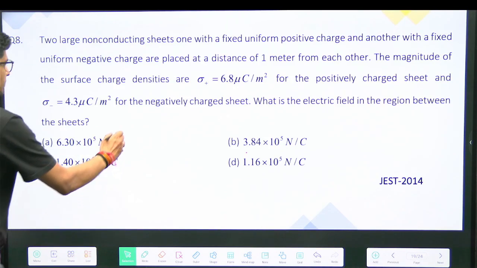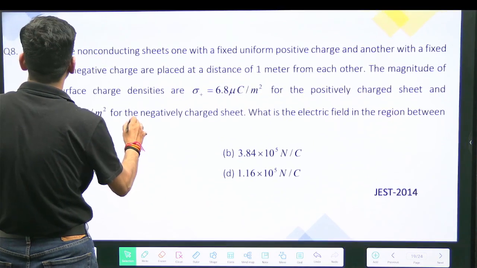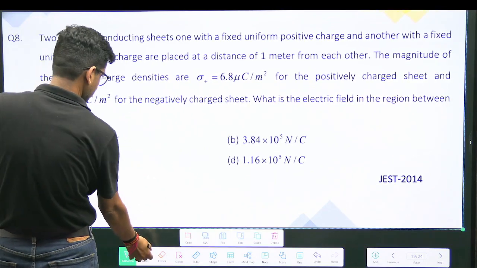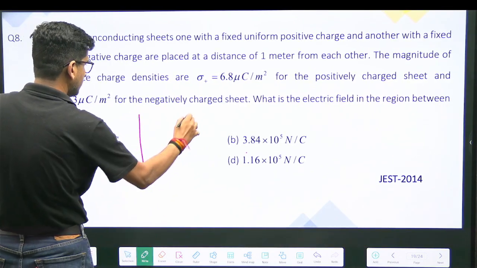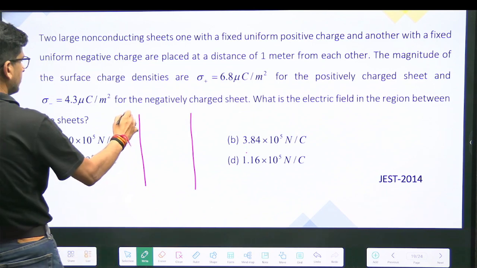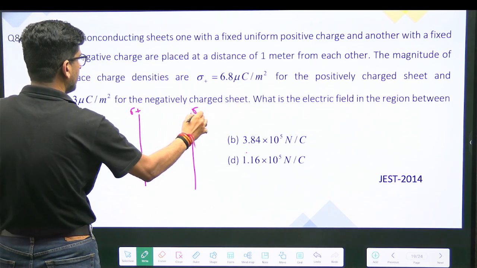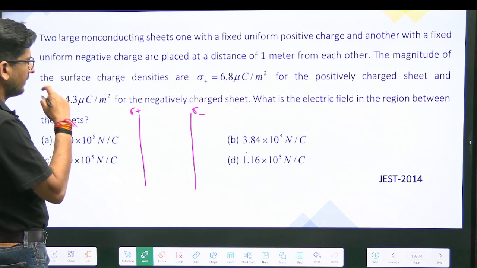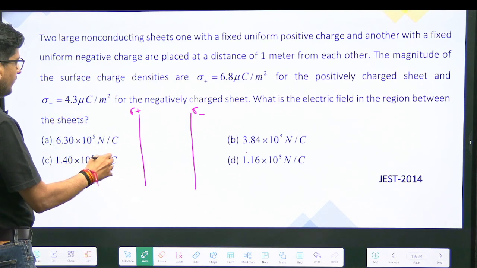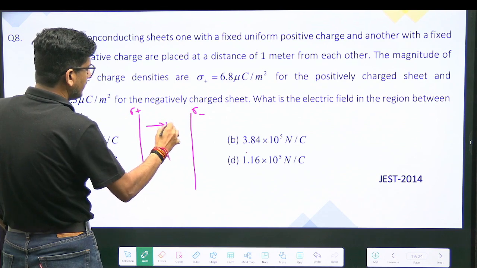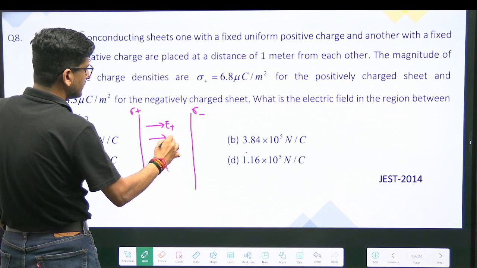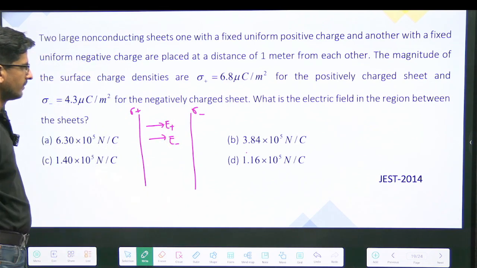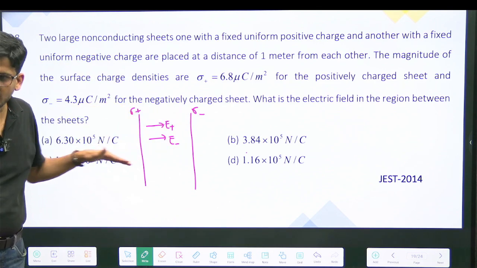So suppose this is one sheet, this is another sheet, this is sigma plus, this is sigma minus. So in between, what is the electric field in the region between? Because of this it is E plus, because of this it is E minus, because outside positive and towards negative.